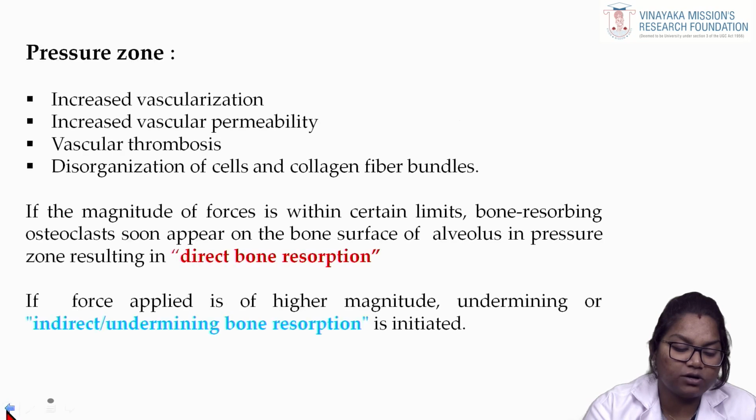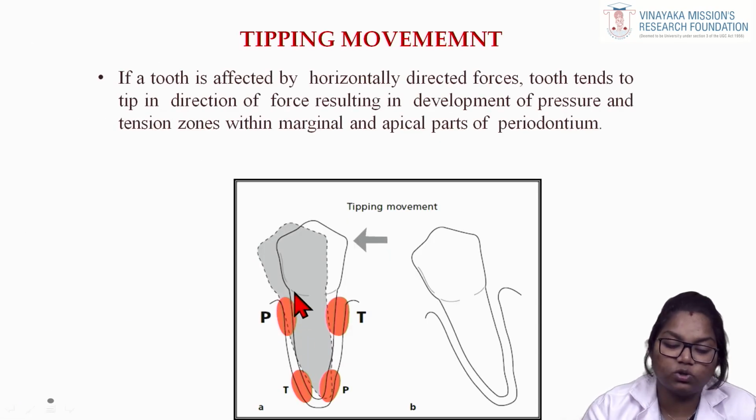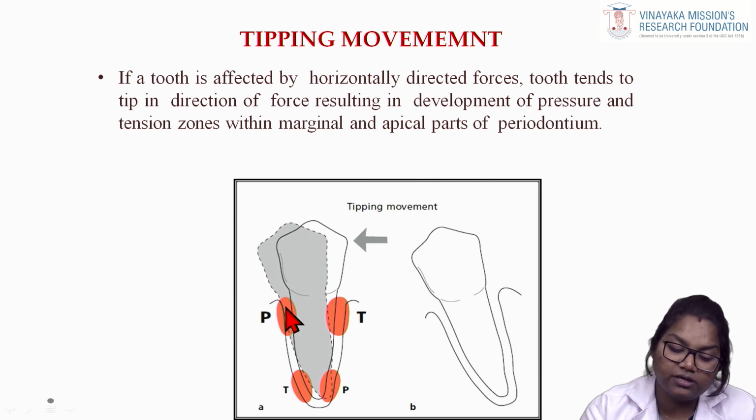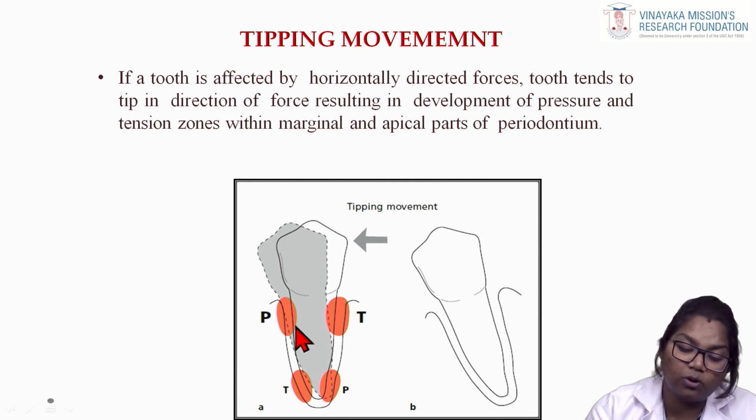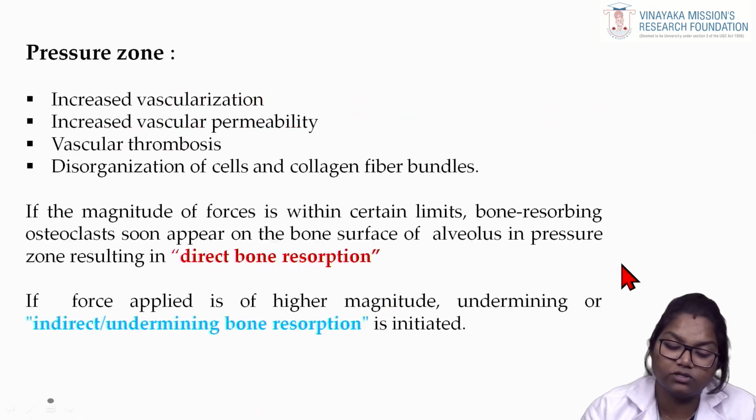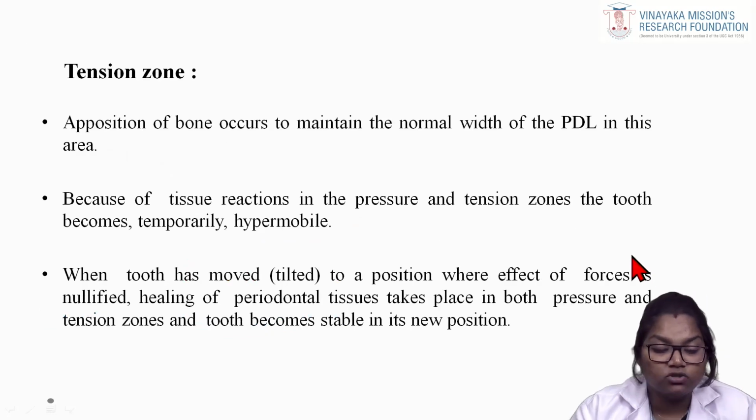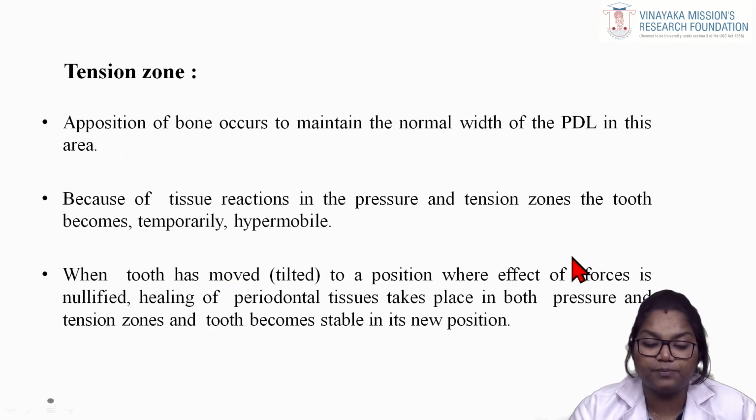So as we had already seen, this is your pressure zone where we can see bone resorption. This is your tension zone. So here the periodontal ligament is going to be compressed and this region is going to be elongated. So to compensate this, bone is going to be formed there. So because of these tissue reactions in the pressure and tension zone, the tooth becomes temporarily hypermobile.